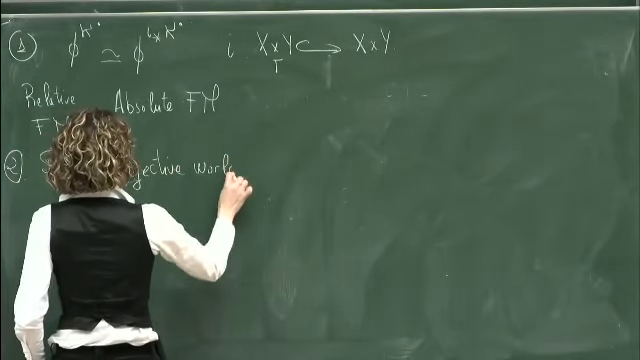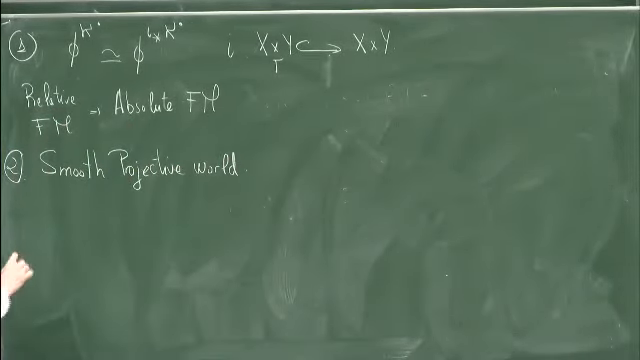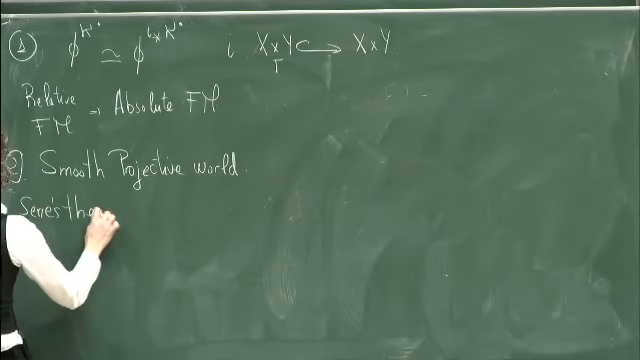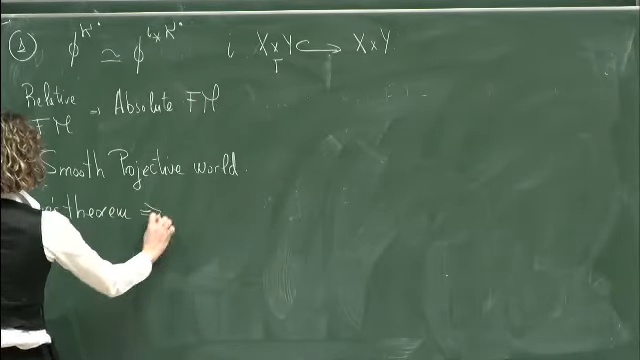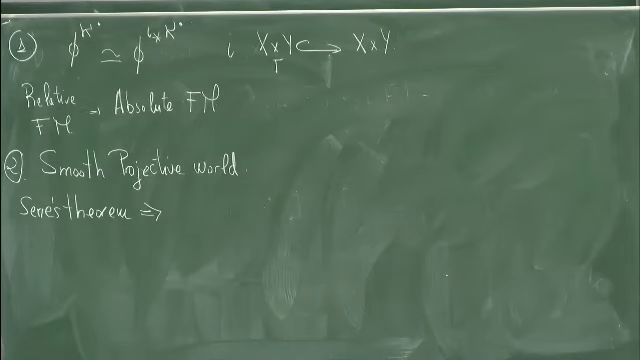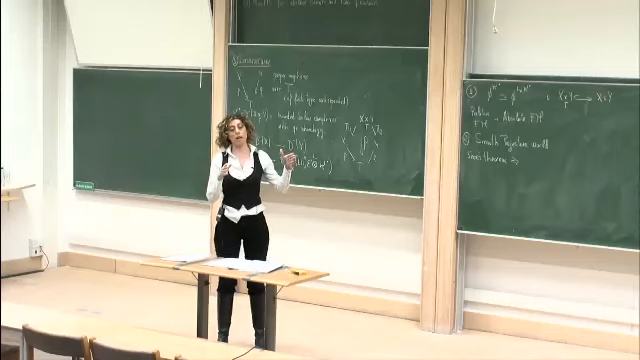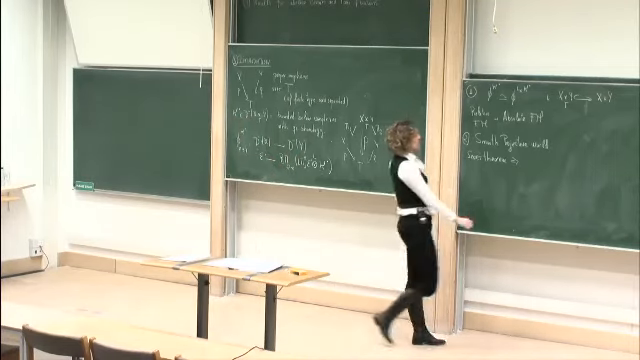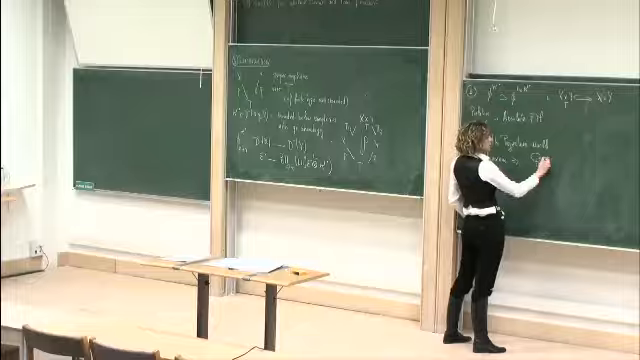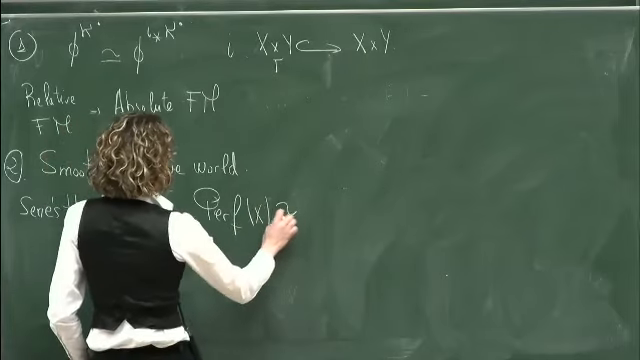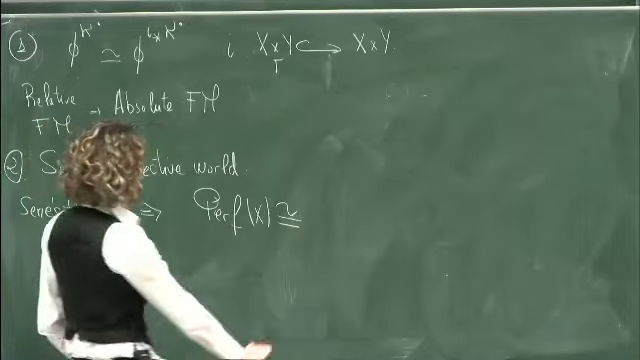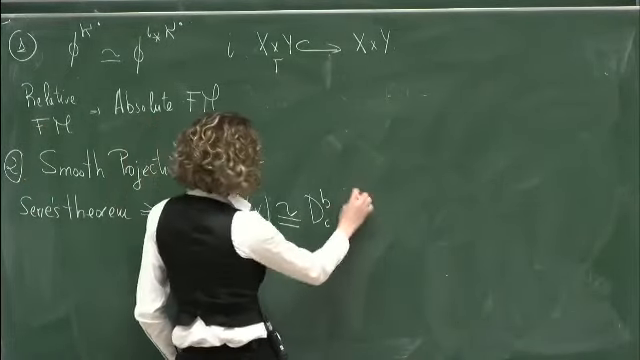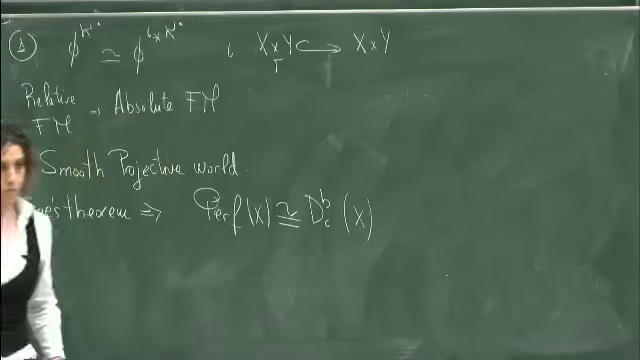In this world, thanks to Serre's theorem, we all know that any coherent sheaf has a finite resolution by locally free sheaves of finite rank. So this means that the subcategory of perfect complexes is in fact equivalent to the whole derived category of bounded complexes with coherent cohomology sheaves. So we have this equivalence.